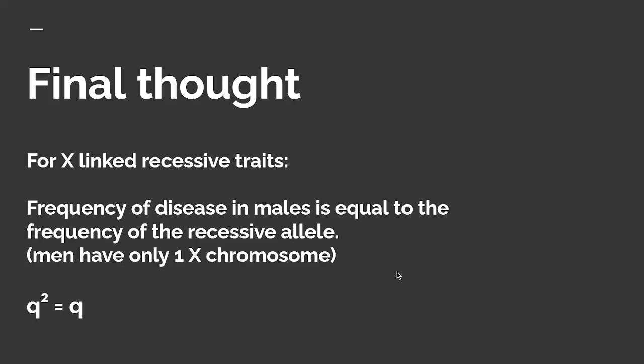So just one final thought to end on. This is more for maybe medical students, but this is for X-linked recessive traits. In X-linked recessive traits, the frequency of disease in men is equal to the frequency of the recessive allele because men only have one X chromosome. So if you have calculated or worked out a Q squared, i.e. the frequency of the disease, this would be the same as the frequency of the recessive allele. Okay, so if you found Q squared, you can just treat it the same as a Q.